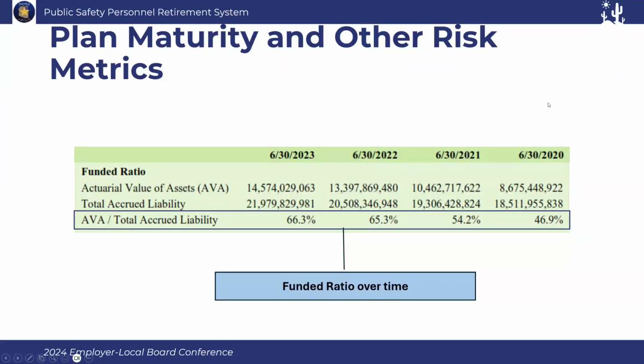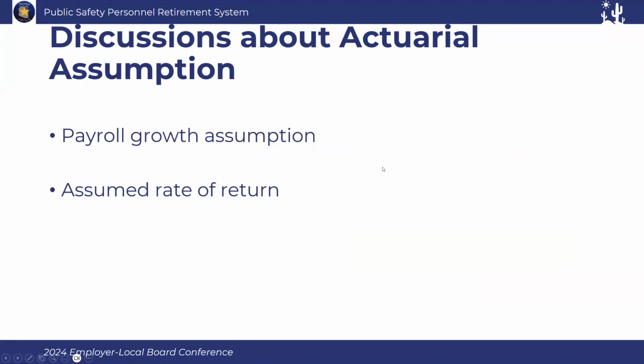I had mentioned some of the discussions about the actuarial assumptions. So I just wanted to highlight them again real quick. There's the payroll growth assumption, the assumed rate of return. Those just continue to be things that the board wants to make sure it's getting right, to accurately reflect investment returns, the value of the liabilities, and to pay for unfunded liabilities in the plan.